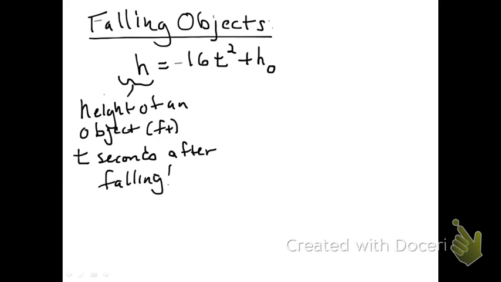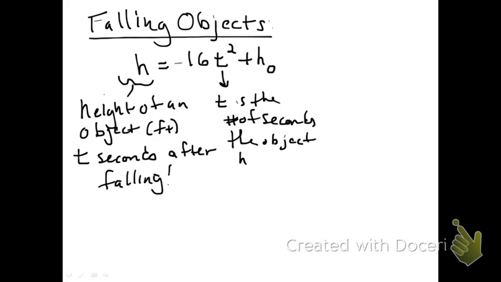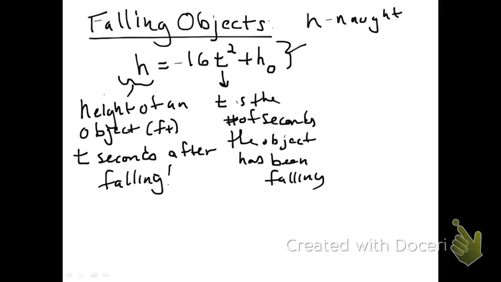Okay, so clearly t is the number of seconds the object has been falling. And this guy right here, h naught, it's pronounced h naught, is just the beginning height. This is the initial or starting height. I should write just initial height. And again, this has to be in feet.